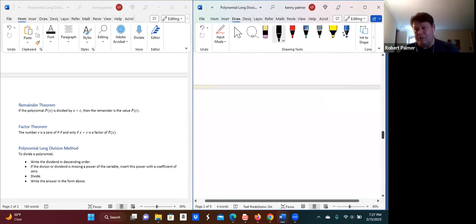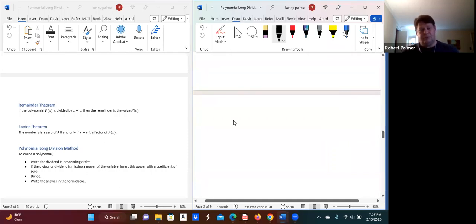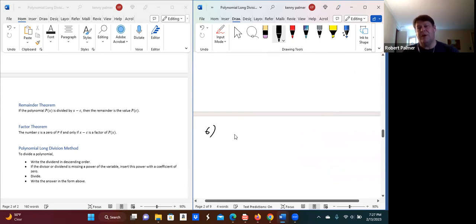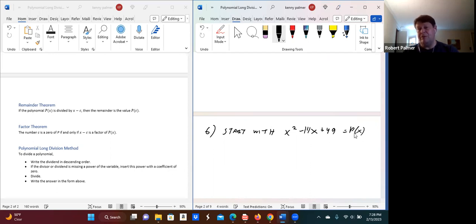So let's take a polynomial. In fact, let's do what we've already done. This is number 6. Starting with this polynomial, we've already seen this one: x squared minus 14x plus 49. Okay, let's call this p of x. That's our polynomial.